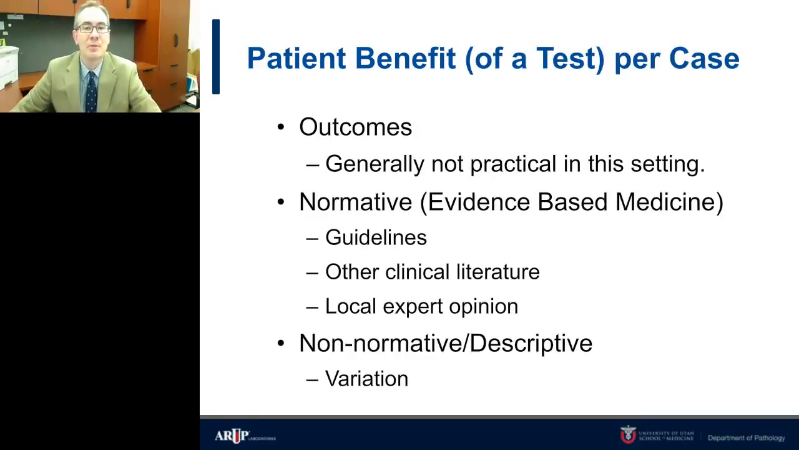If you want to go from patient benefit of a test to the total patient benefit of testing per case, really ideally what we're talking about is outcomes. So we'd love to know if a more accurate BNP test is going to make a difference in heart failure outcomes, or for a more accurate troponin test or a different cutoff for troponin, how that impacts the outcome of MI patients. The problem is that measuring the outcomes of different diagnostic decisions or different diagnostic tests, in most cases, is not practical.